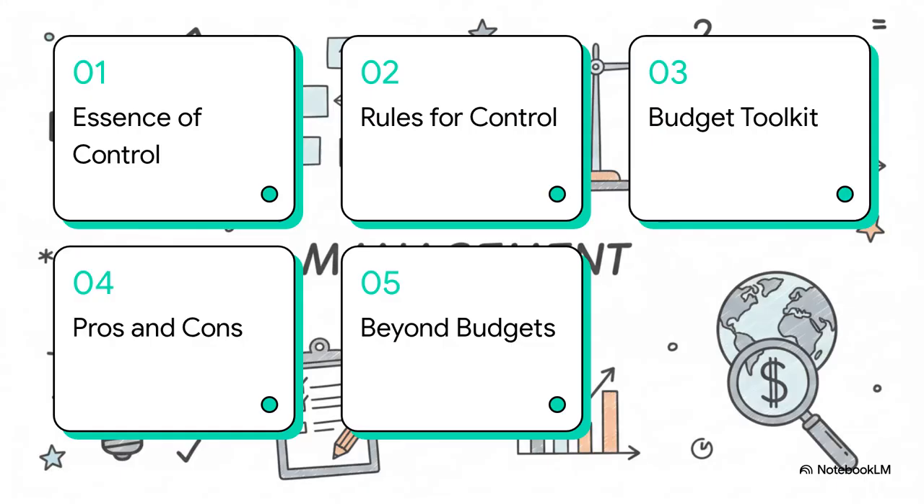Well, here is our roadmap for today. We'll quickly cover the essence of management control, rules for effective control, the manager's budget toolkit, the pros and cons of budgeting, and then finally, we'll look beyond budgets at alternative controls.